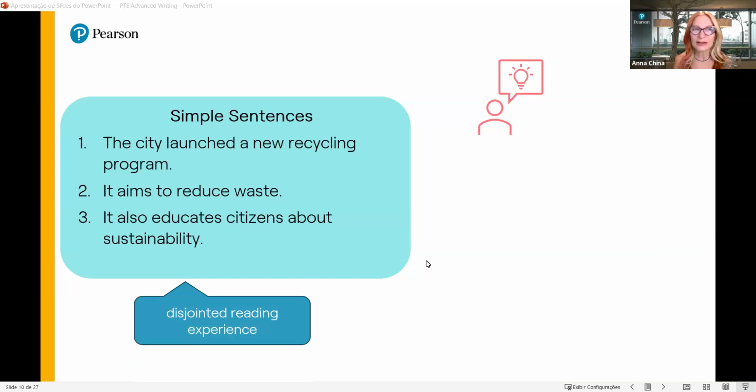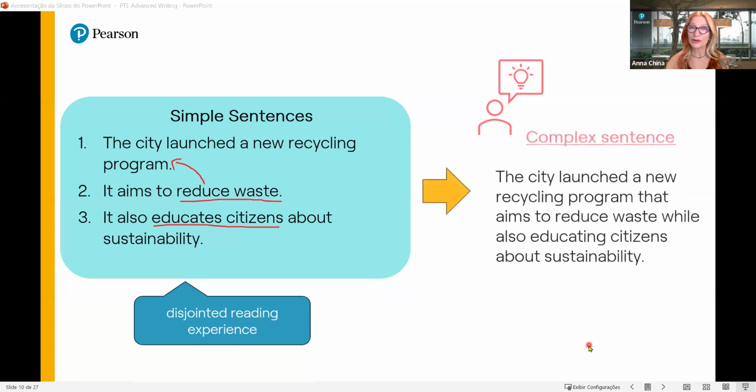So we see here that there is information about the recycling program. So what do we see? That the recycling program is to reduce waste. So here we're adding information, right? And then there is a different idea, to educate the citizens. So there are 2 ideas here: information about the recycling program, and a new piece of information, that's to educate citizens. Let's see what we can do.